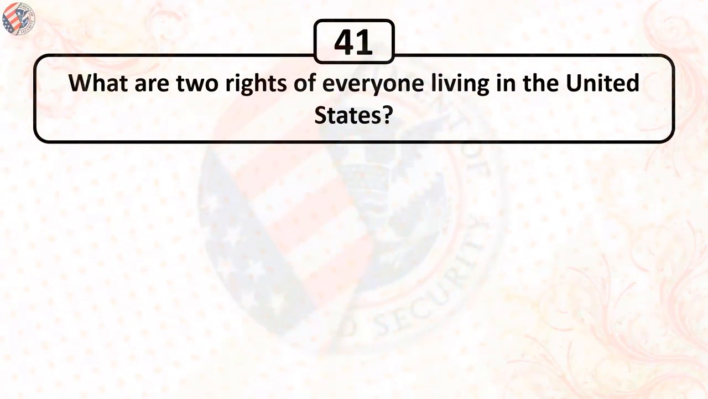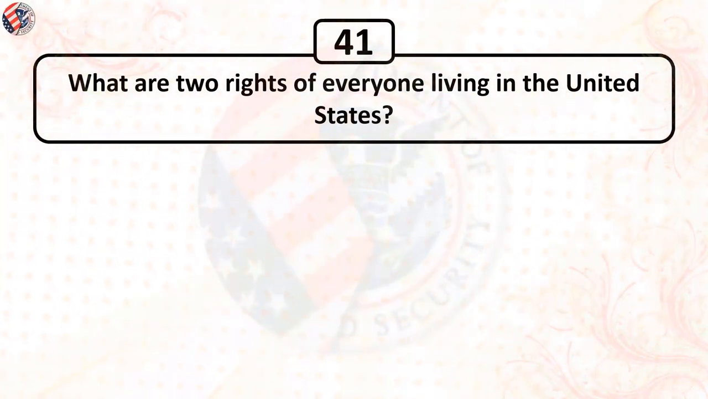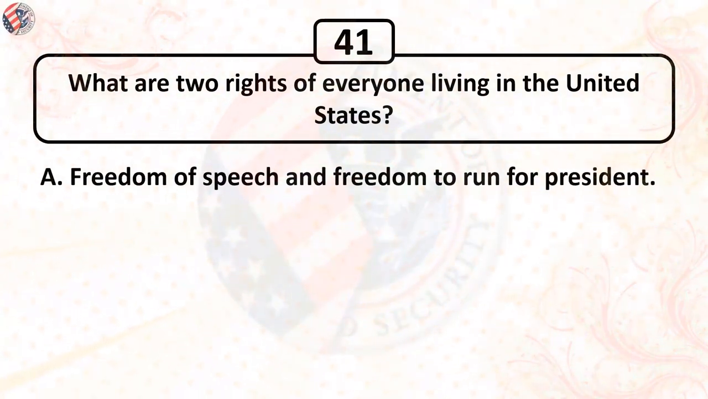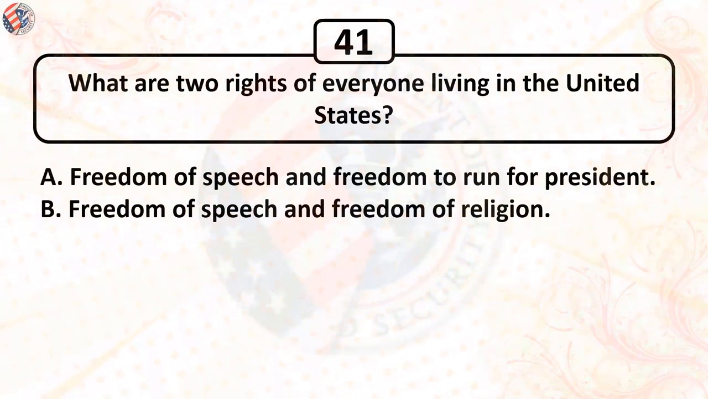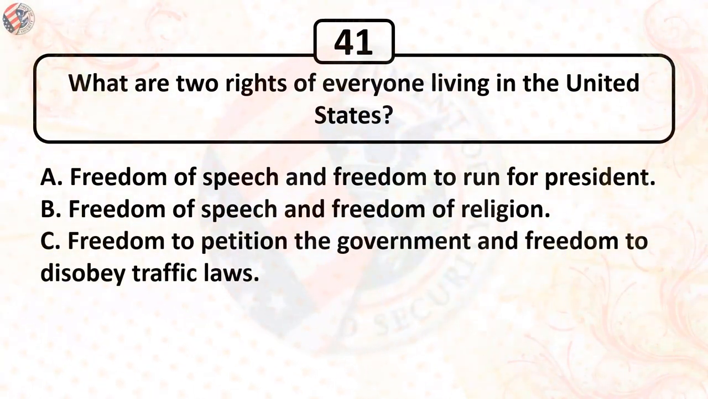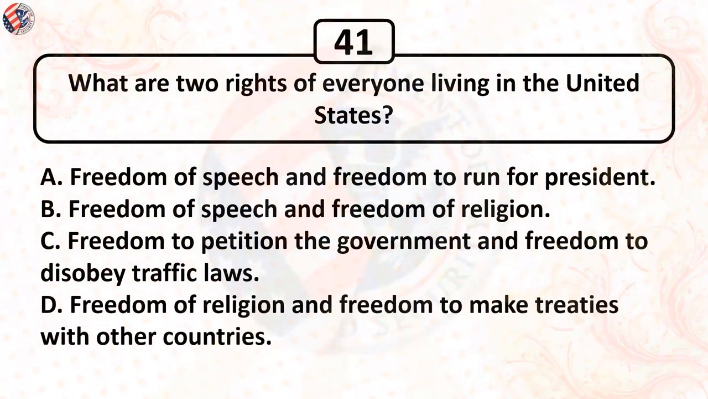What are two rights of everyone living in the United States? A. Freedom of speech and freedom to run for president. B. Freedom of speech and freedom of religion. C. Freedom to petition the government and freedom to disobey traffic laws. D. Freedom of religion and freedom to make treaties with other countries.